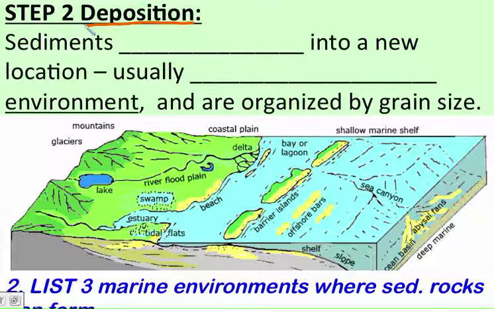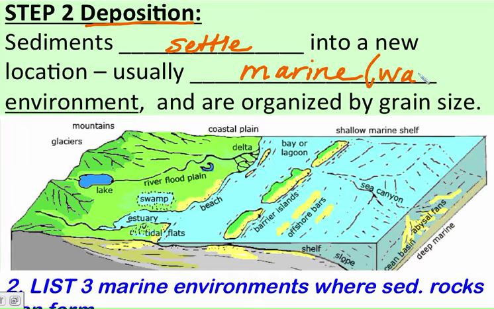What happens is the sediment, or those tiny pieces of rock, start to settle. They've traveled by the wind, by the rain, and they find a new location. It's usually a low elevation, right? Because we know rock and water don't travel uphill. So we know it's normally a low elevation, and typically we see it in a marine environment. And marine is basically a fancy way of saying a water environment.